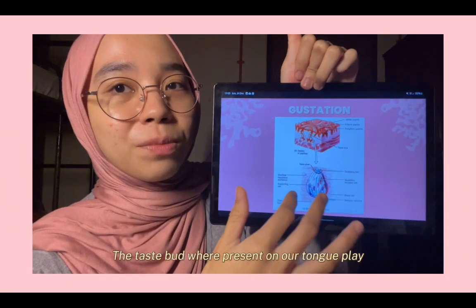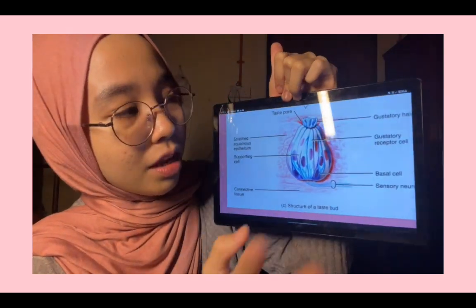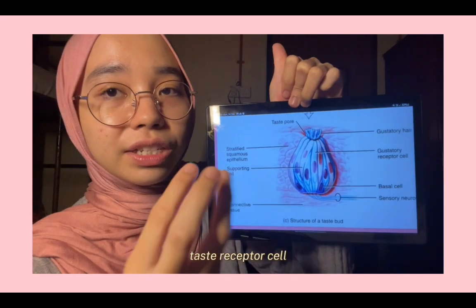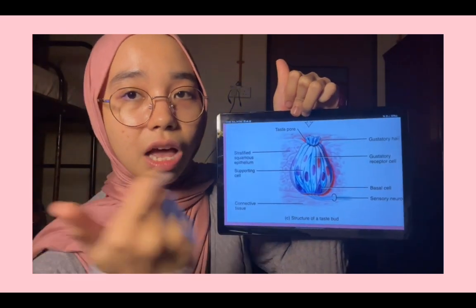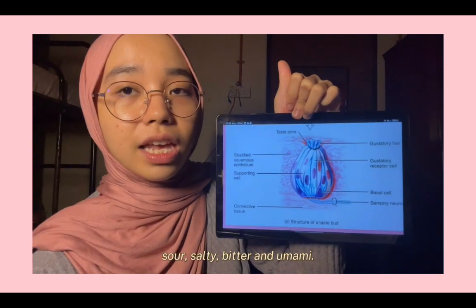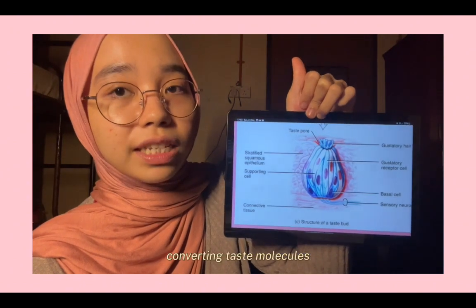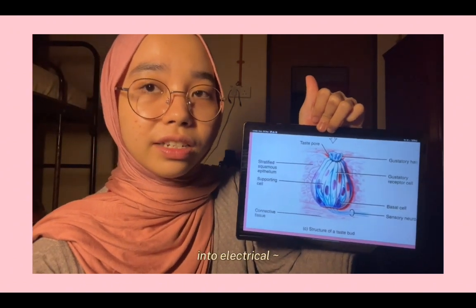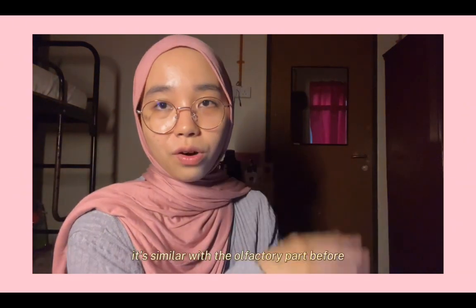The taste buds, present on our tongue, play a crucial role in this sensory experience. Each taste bud contains taste receptor cells, which can detect the five primary tastes, which are sweet, sour, salty, bitter, and umami. These receptor cells are responsible for the transduction process, converting taste molecules into electrical signals. It's similar to the olfactory part before.